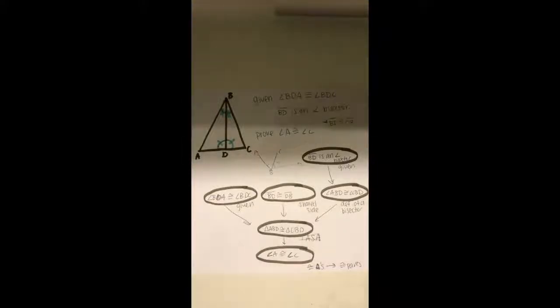So now you know how to make a flowchart proof for two shapes to see if they're congruent or if some of their parts are congruent.